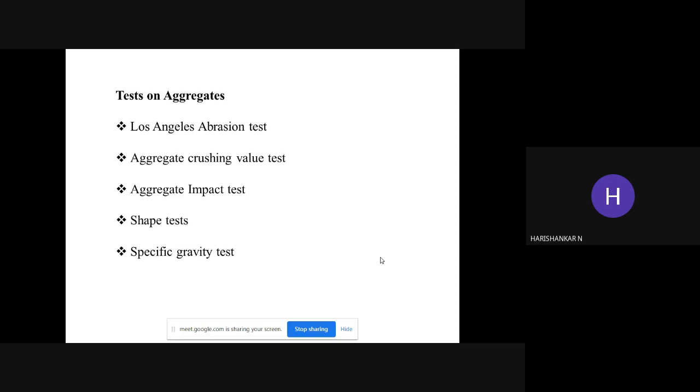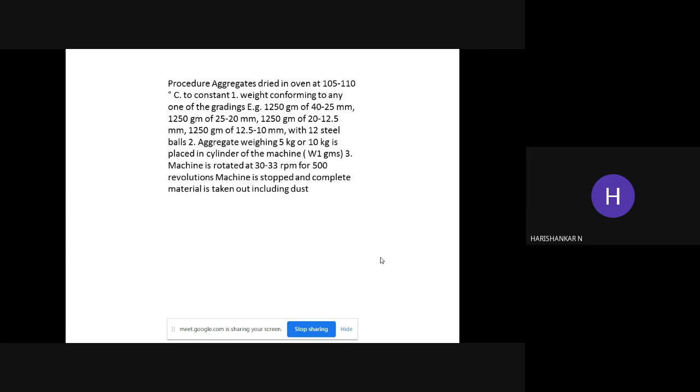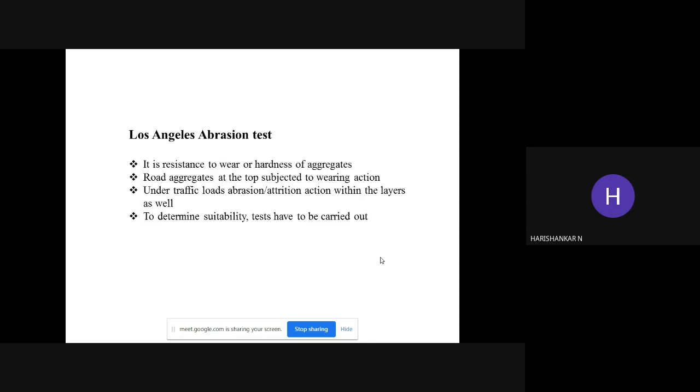In the Los Angeles abrasion test, first the aggregate should be graded based on a table which is given in the class note. Once you grade it, you can decide the charge. That means some abrasive charge should be there in the form of metallic spheres. You have to put the metallic spheres plus the weighed aggregates. First of all you have to weigh the aggregate, then put it in the drum, and that drum has certain measurements just like this. Once you put it in the drum, you can rotate it.